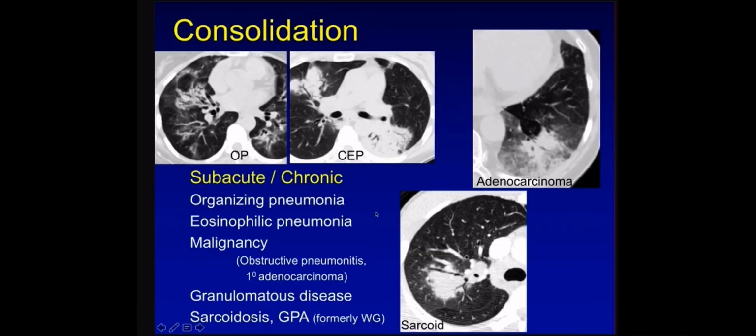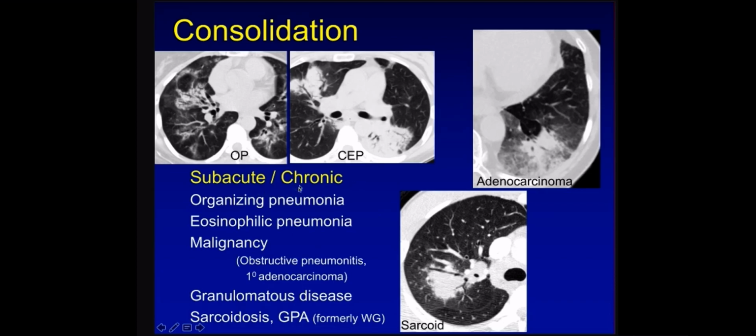Subacute or chronic consolidation is seen as this patient on the left has organizing pneumonia. Notice it's quite similar to this patient with chronic eosinophilic pneumonia. You have these consolidations that are both peribronchial vascular as well as subpleural and peripheral, and these two entities are often quite similar in appearance on both chest radiography and chest CT.